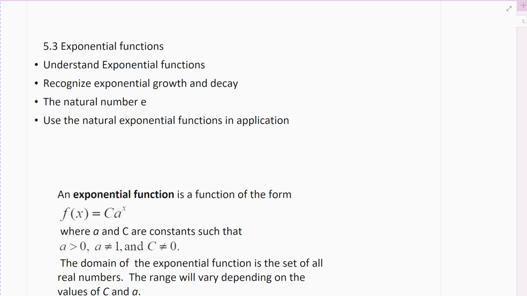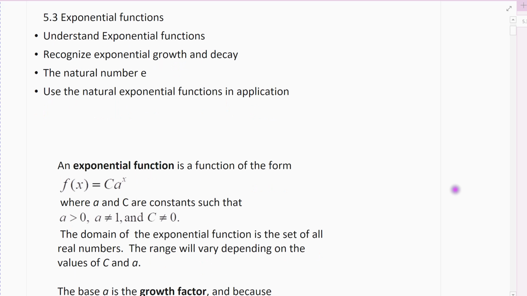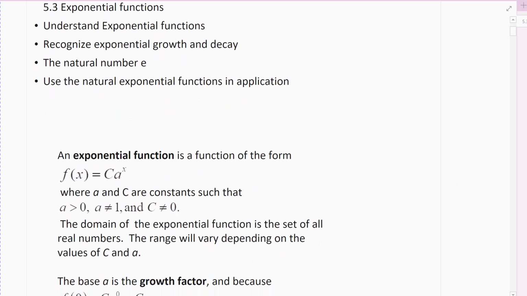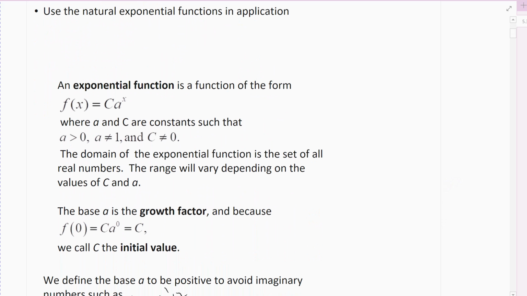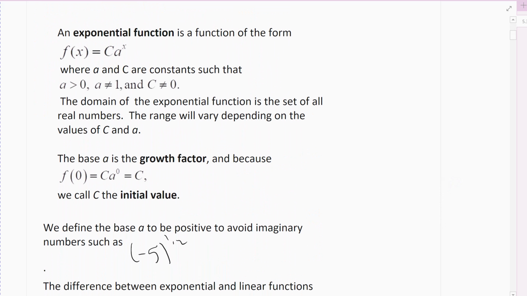Most people understand exponential function, exponential growth, exponential decay. We're going to look at those and the natural number e, and then functions and applications that involve the e function, exponential growth, exponential decay.